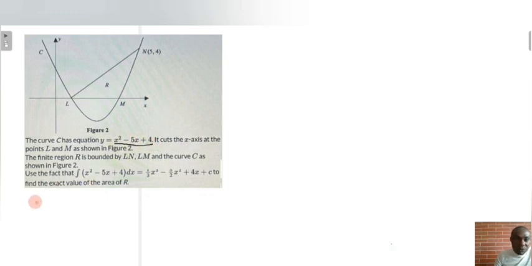So we're going to have x squared minus 5x plus 4 is equal to 0. So we're going to factorize this. I'm looking for two values such that when I multiply them together, I get 4, and when I add them together, I get minus 5. Those values are minus 1 and minus 4. So I'm going to have x minus 1 and x minus 4.